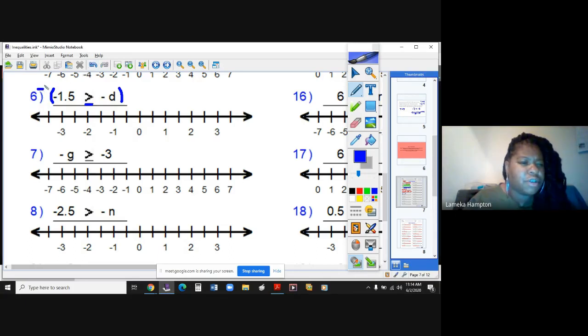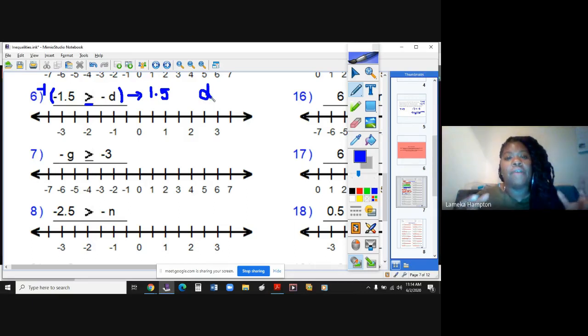Let me put that up here. I'm going to multiply everything by -1. So when I multiply -1 times -1.5, I am going to get 1.5. And then when I multiply -1 times -d, I am going to get a positive d. That is what I want. I want my variable to be positive. Now, because I multiplied by a negative number, this greater than or equal to sign has now been flipped to a less than or equal to sign.